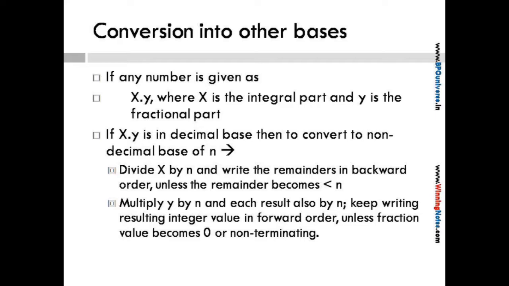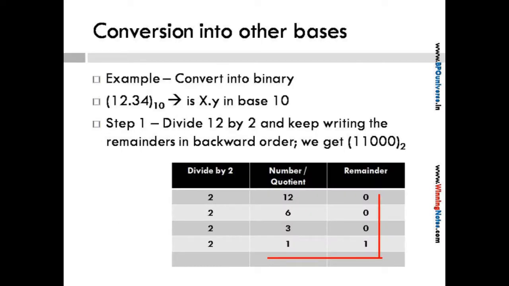Now let us see an example. In this case we are trying to convert 12.34, which is in decimals, into the binary number system. So here x is equal to 12 and y is equal to 0.34. We divide 12 by 2 and keep writing the remainders in the backward order.